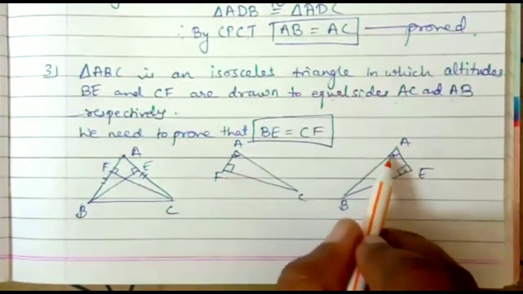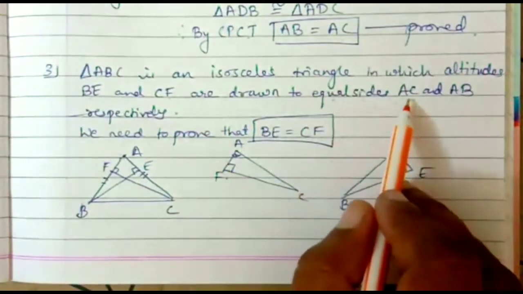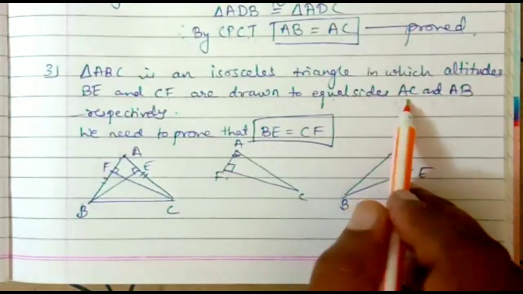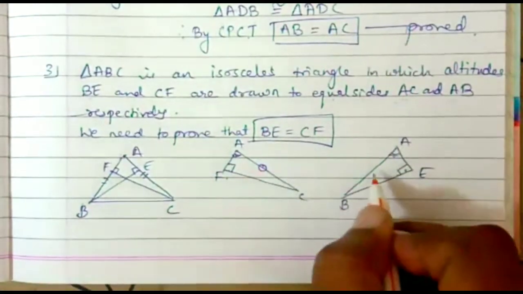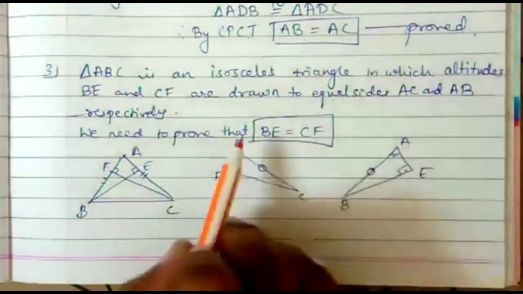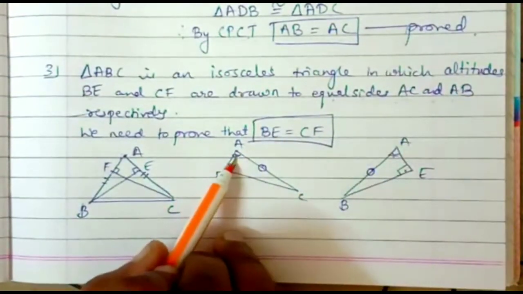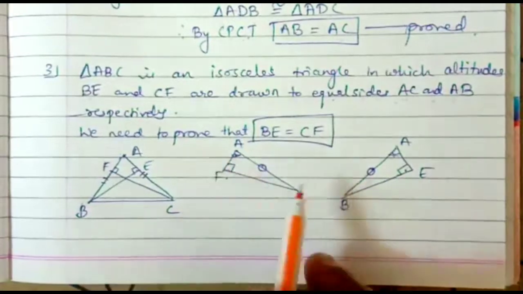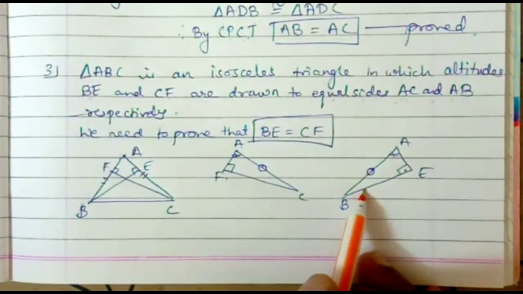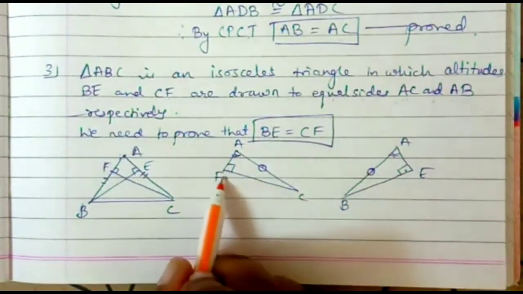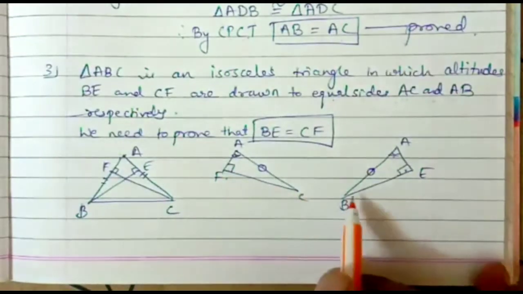So we got two angles to be congruent, and also it is given that two sides are equal, that is AC is equal to AB. It is given in the question itself that these two are equal sides. So we can apply the AAS rule. By AAS rule, these two triangles will be congruent, and again by CPCT, corresponding parts of congruent triangles, this CF will be equal to BE.